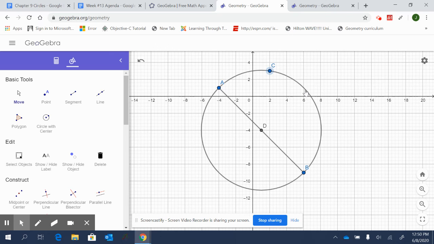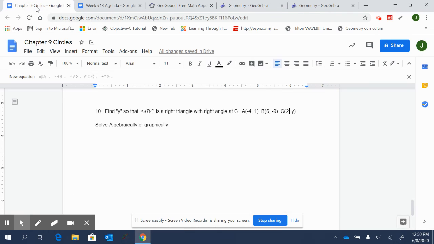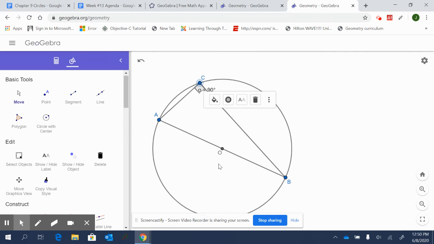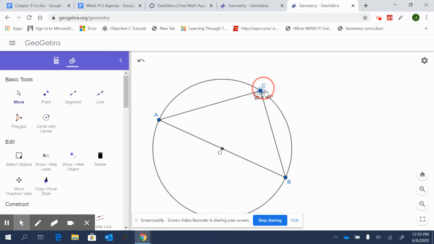Or at 6, what is that location? Looks like 6, 1. Those would be easy ones. But our restriction on this problem is that we have to have an x coordinate of 2. So one way to do it is, of course, algebraically, which we'll get to in a minute. Or we can kind of use that same system: find the midpoint, construct a circle with our compass tool, and then you'll find that location C.